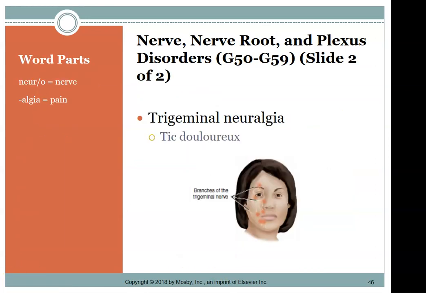Trigeminal neuralgia is a chronic facial pain that affects the fifth cranial nerve, usually experienced on one side of the face. The pain is episodic and intense. It's also known as tic douloureux. And your word parts, neuro is nerve, and algia equals pain.